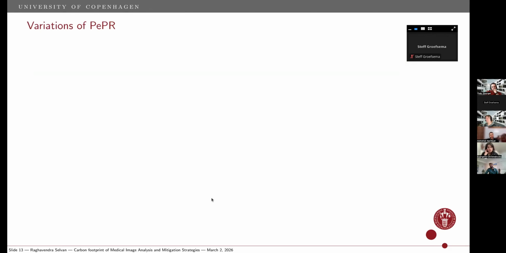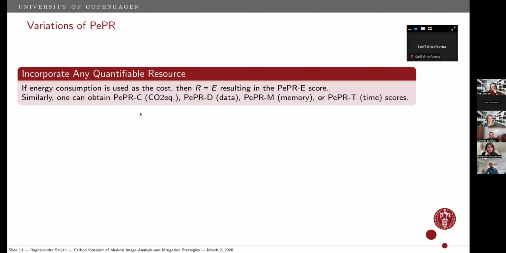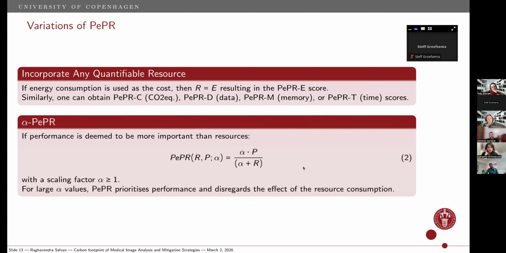So you can do this for any type of metric, right? If you set your resource to be E, then you get the PEPPER E score. Then you can have it as carbon or data budget or memory budget or time, or you can talk in terms of tokens now. Any of these metrics you can just plug into your optimization. And if you're unhappy with the trade-offs that it offers, then you can have an alpha variation. But the key idea is, don't only look at performance, but account for the resources too. The simplest way to do it is something like this. You can do smarter things.